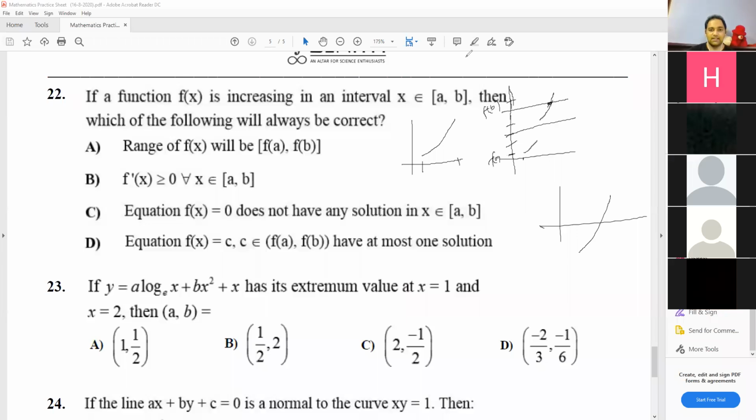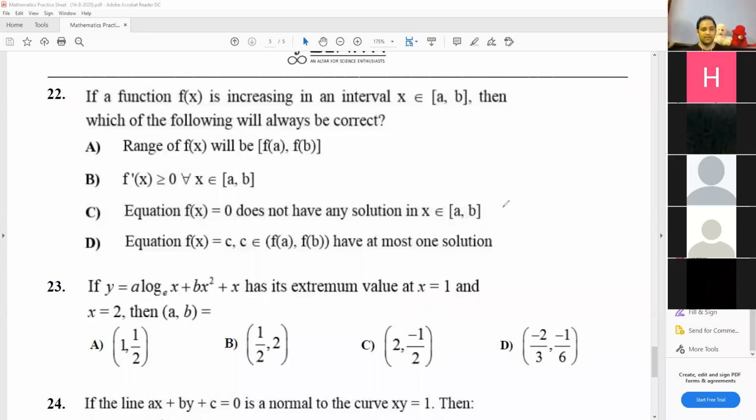Okay, next, 23. What is the equation? If y equals this has extremum at 1 and 2, so what does that basically imply? f dash 1 is equal to f dash 2 and both of them are 0. तो बस f dash 1, f dash 2 को 0 कर दो, दो equations आ जाएगा, two equations, two unknowns, solve for a and b. ठीक है, आई होप हो ही गया होगा 23 सबसे.